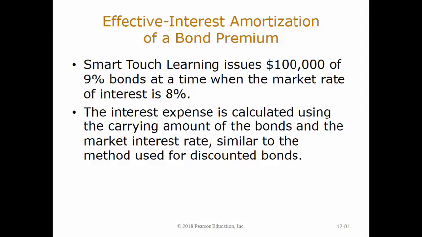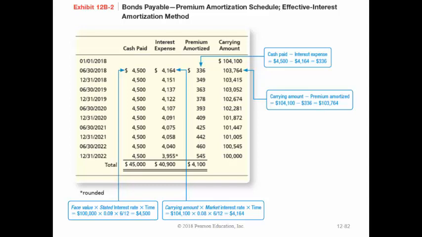When a bond is issued at a premium, the interest expense calculation using the effective interest amortization method uses the carrying amount of the bonds and the market interest rate as shown with the discounted bond. The premium amortization is calculated as the difference between the cash paid and the calculated interest expense. Exhibit 12B2 provides the amortization schedule using the effective interest amortization method for Smart Touch Learning.